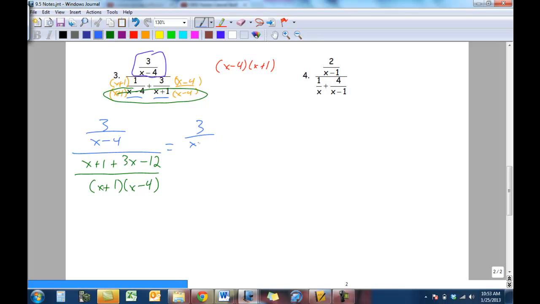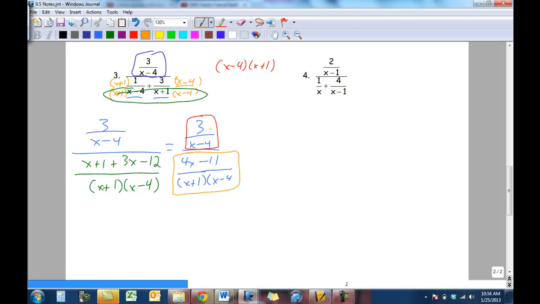All right, so now we're at 3 over x minus 4 over 4x minus 11 over (x plus 1)(x minus 4). All right, now it's a complex fraction, but it's less complex because now, look at it. I have this fraction where nothing else can be done to it, and then I got this fraction where there's not a GCF. I'm all set.